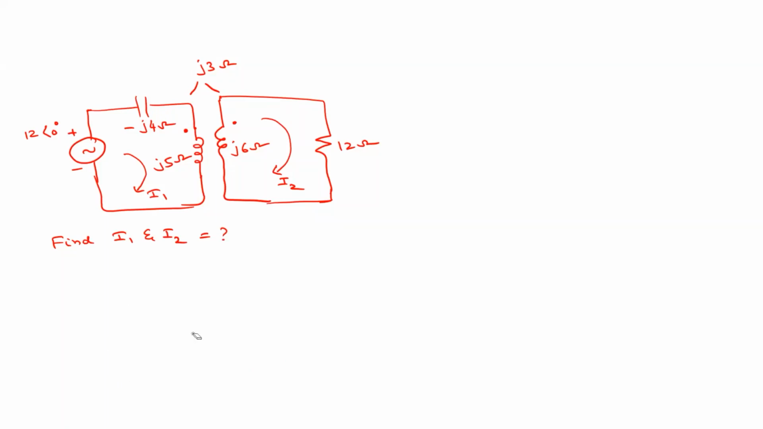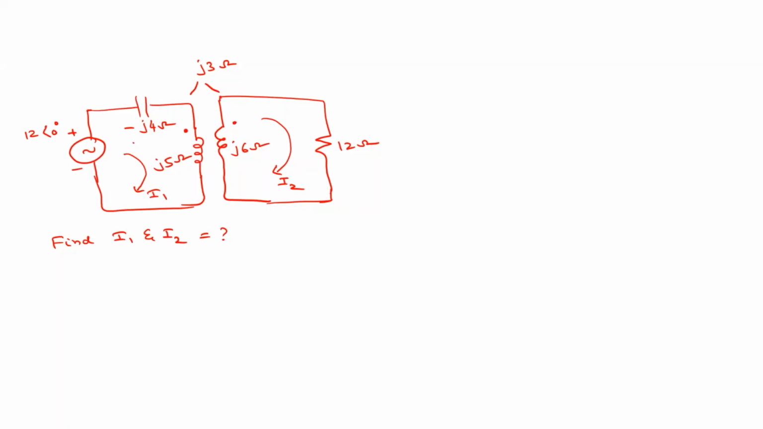Now the question is, how do we solve these kinds of problems? If these two are not coupled, they are two separate circuits. If the mutual inductance is not present, you can directly calculate I1 by applying KVL here, and you can calculate I2 by applying KVL here. This is simple. But these two are coupled.